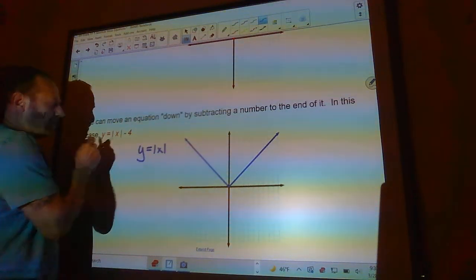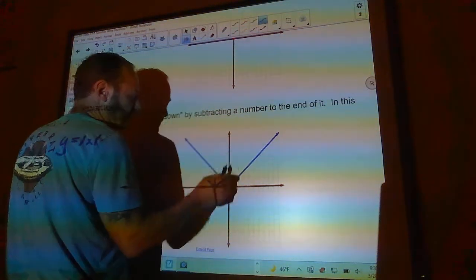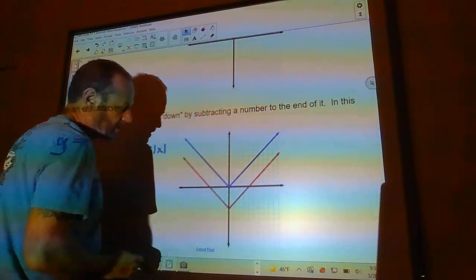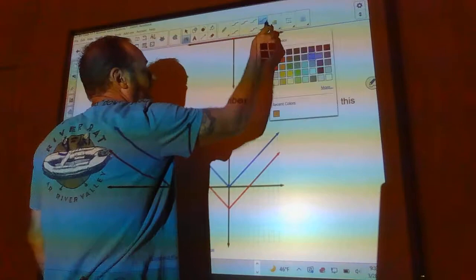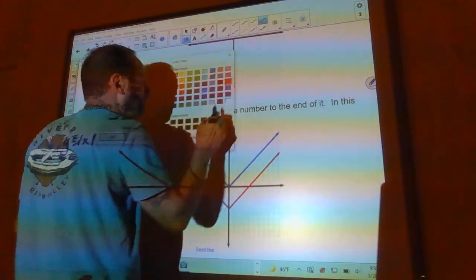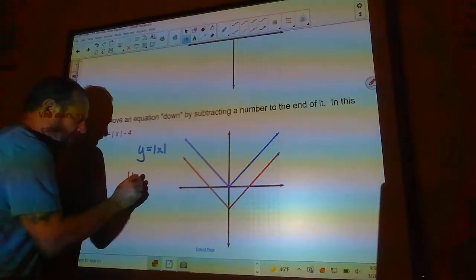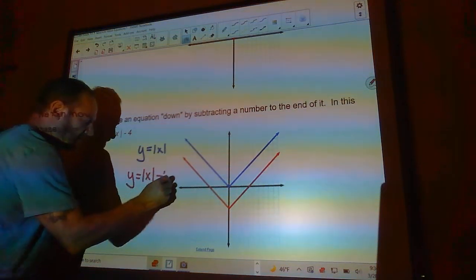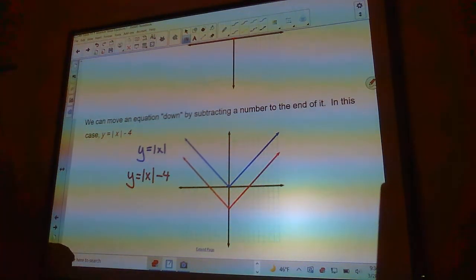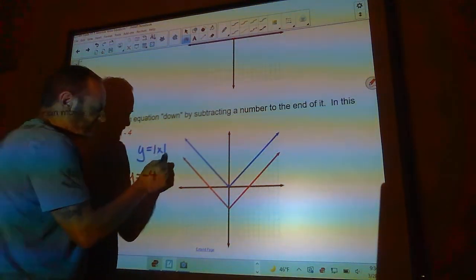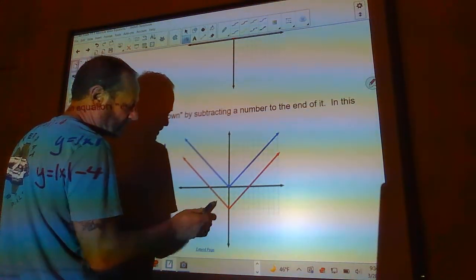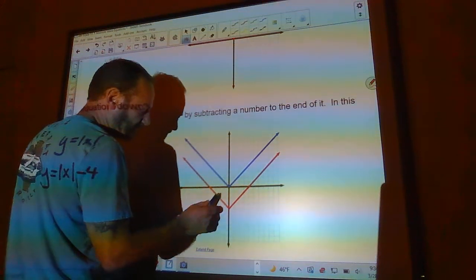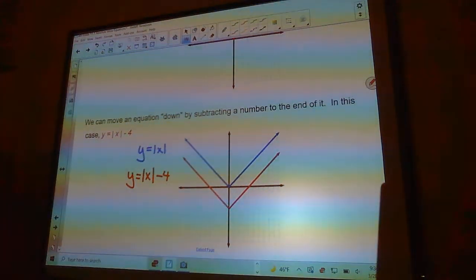Okay, now this one has a -4 on it, so what that's going to do is move it down 4 to right there. So this is going to be y equals absolute value of x minus 4. It just takes each one of these values here and subtracts 4 from it. So 0 gets moved down to -4, 2 gets moved down to -2, and so on.